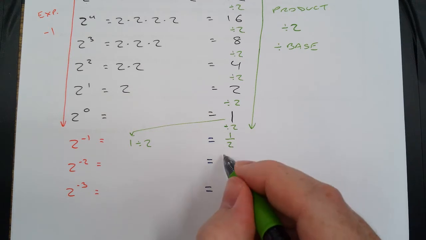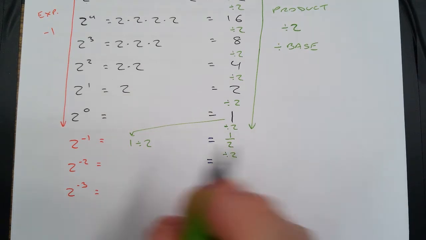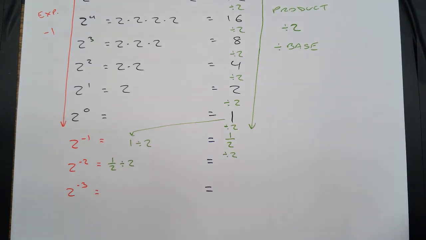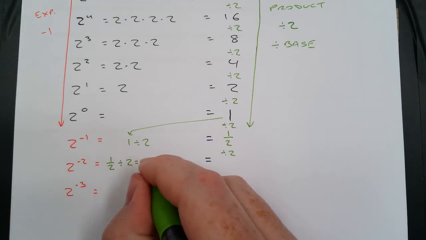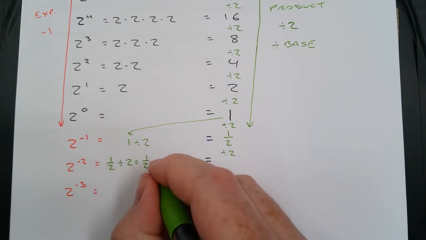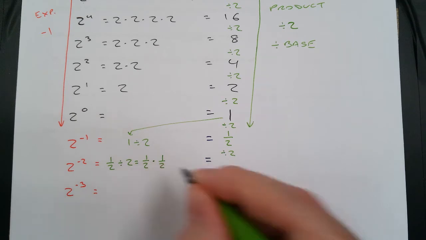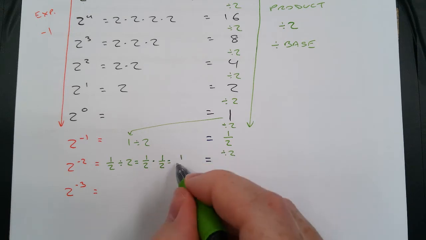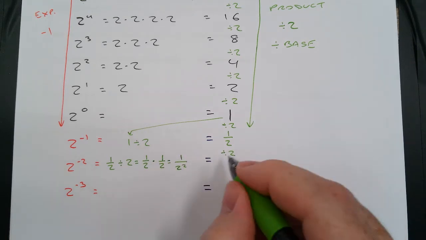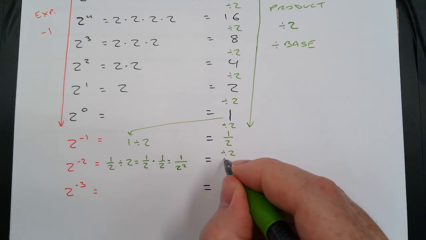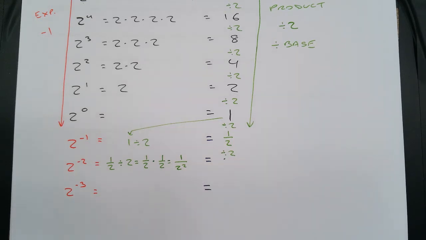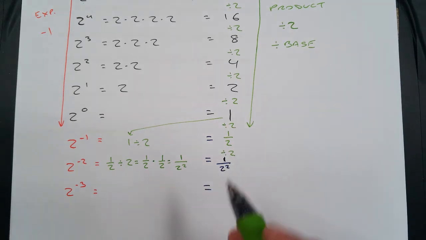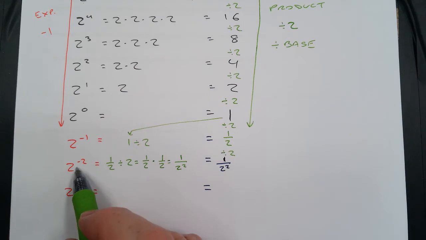What happens when we do 1/2 divided by 2? Remember your rules for dividing fractions. 1/2 divided by 2 is the same as 1/2 times 1/2, which is, we multiply straight across. 1 times 1 is 1. 2 times 2 is 2 squared. So now on this side we get 1 over 2 squared, which looks like this over here.